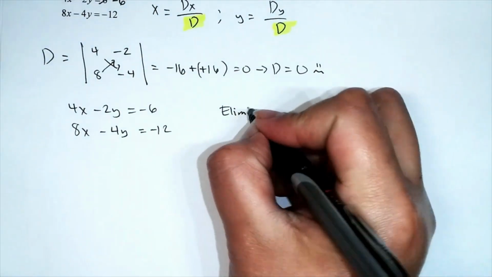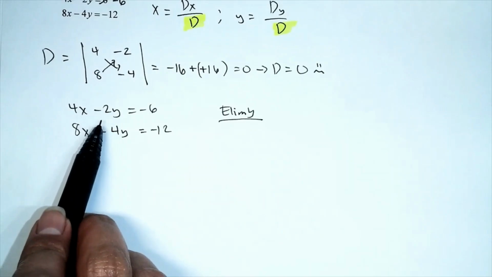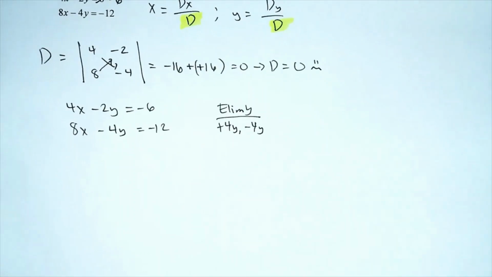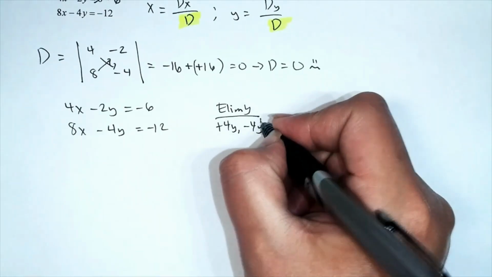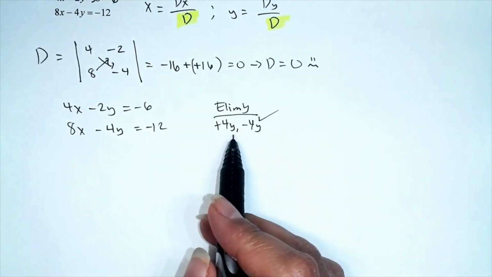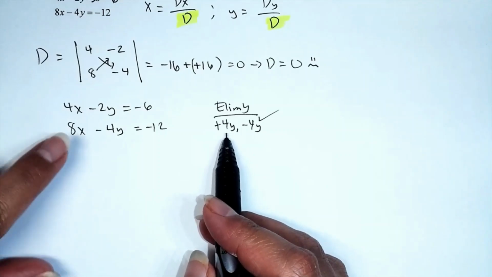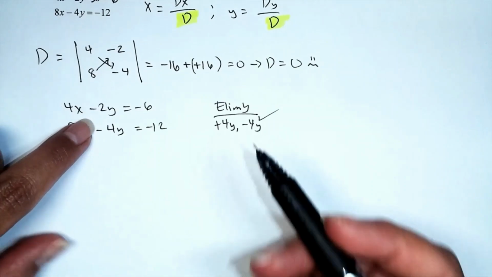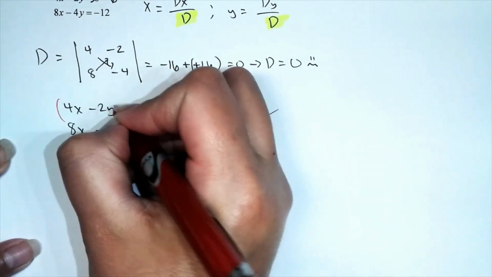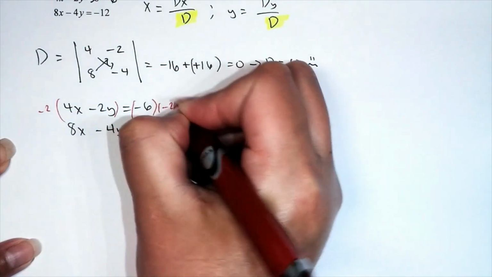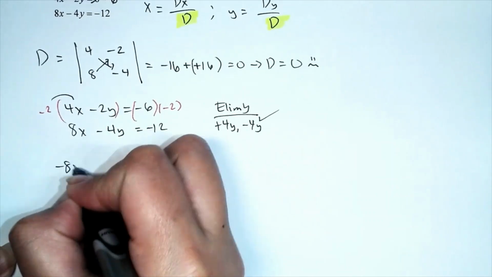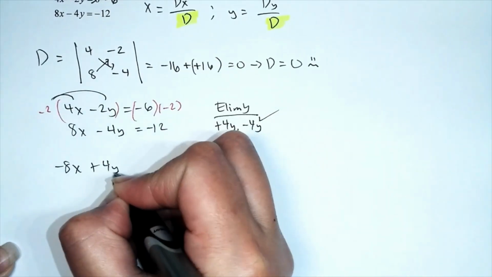So the least common multiple between 2 and 4 is 4. In order for them to be opposite, we need to fix it so one coefficient on y is positive 4 and the other is negative 4. Luckily, we already have one of the desired coefficients. We just need to get the positive coefficient. Negative 2 times another negative 2 will give us positive 4. So let's multiply the top equation by negative 2. That will give us negative 8x plus 4y equals 12.